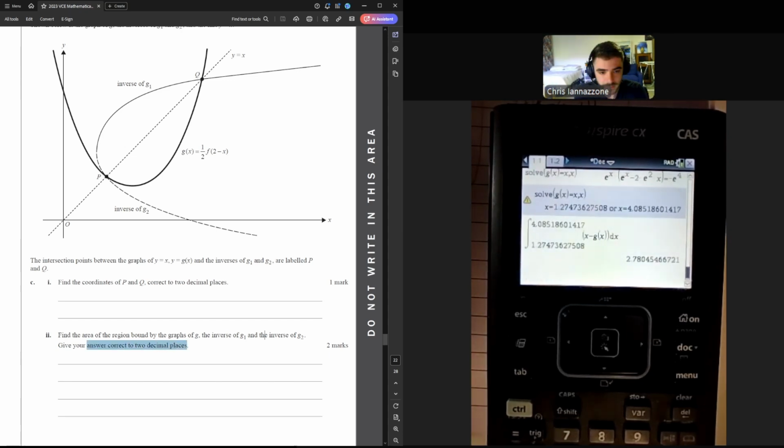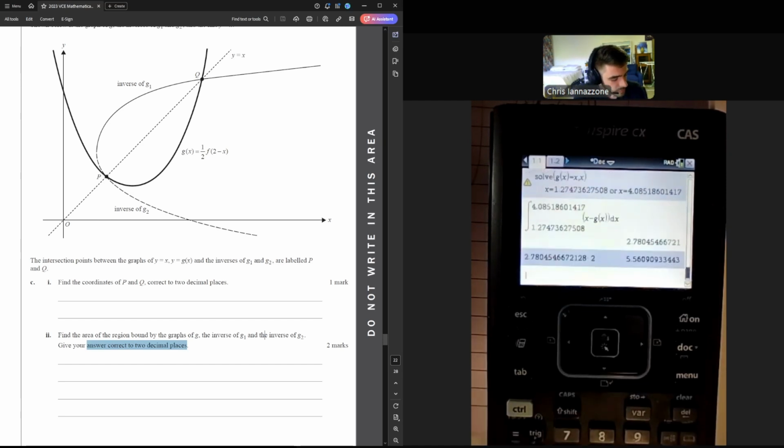2.78. Now that we have the 2.78, all we're going to do from there is double that, because we only found a single half. We want to find the whole thing. So from there, our new result is going to be 5.56.